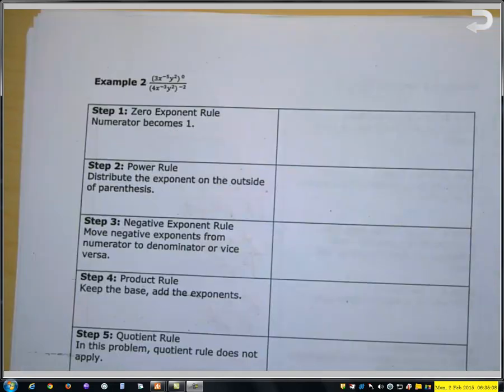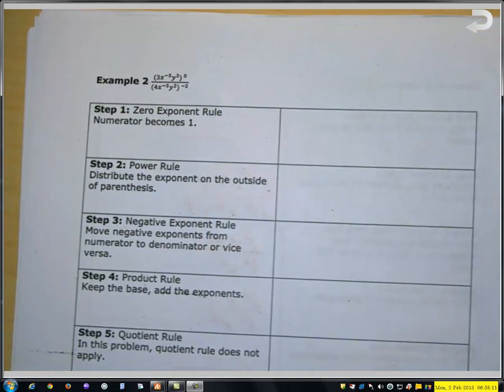And we will go through example 2 together in class, so we'll save that one until tomorrow.